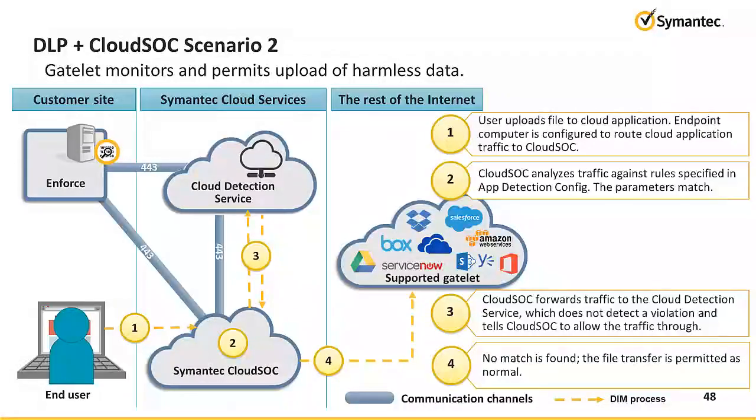By contrast, this figure demonstrates when no match is found, how the transfer will complete as normal. CloudSOC will still forward the traffic to the Cloud Detection Service, but when it does not detect a violation, it tells CloudSOC to allow the traffic through, and the file transfer is permitted as normal.